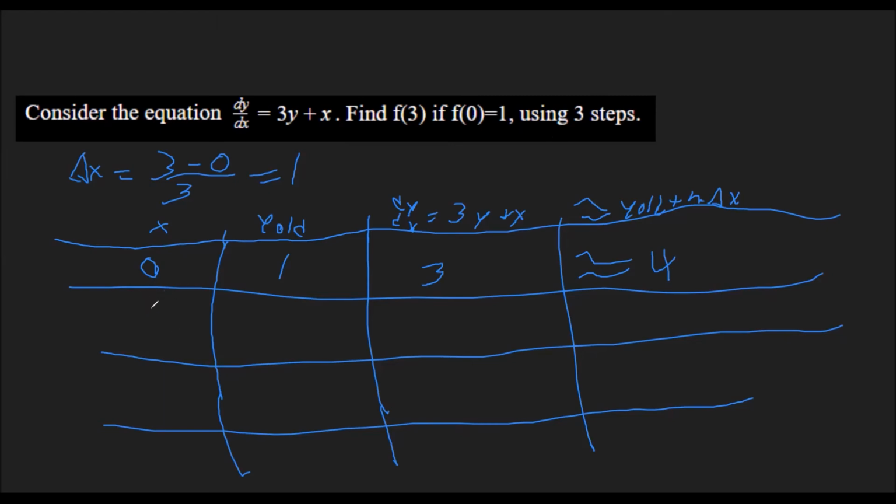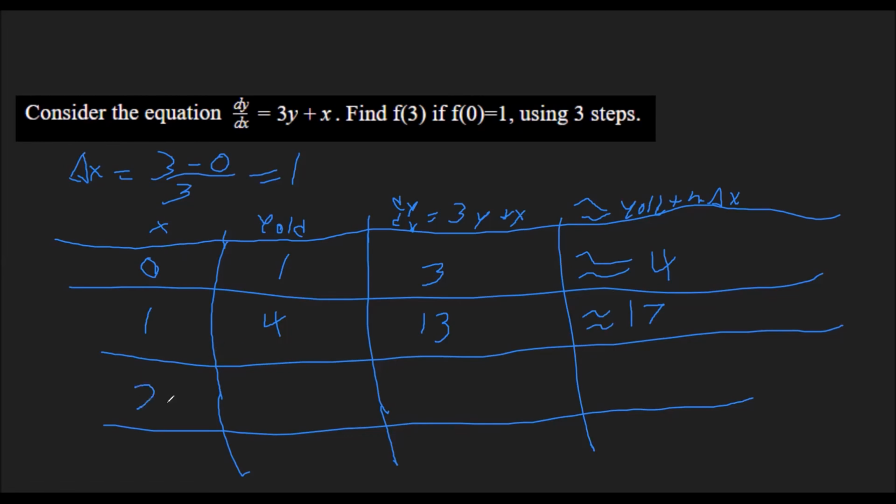So our new x will be 1. Our new y old will be our y new from the last approximation. So that's going to be equal to 4. And now the slope is equal to 13, because it's 3 times 4 plus 1. And we can approximate our y new, which is 4 plus 13 times 1. So we end up with 17.